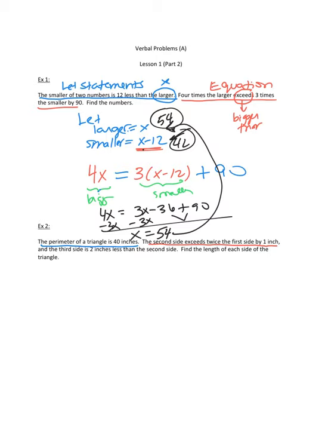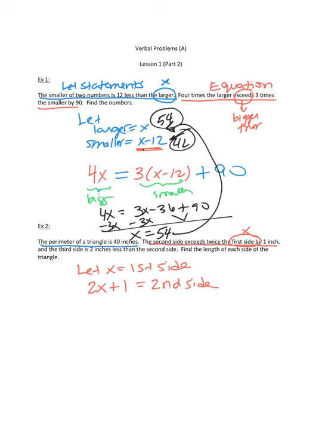I hear a comparison. The second side exceeds twice the first side by 1 inch. So they're comparing to the first side. I'm going to let the first side be x. And they say the second side exceeds twice the first side by 1 inch. Remember, to exceed is to be more than. So the second side is twice the first side plus 1, because it exceeds by 1 inch. So twice the first side, and it exceeds it by 1. That's going to be the second side.